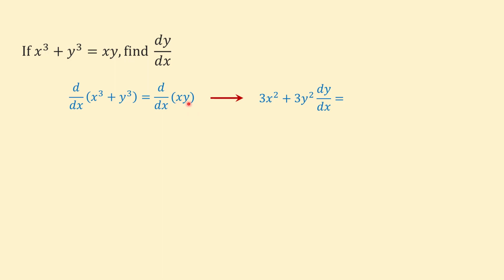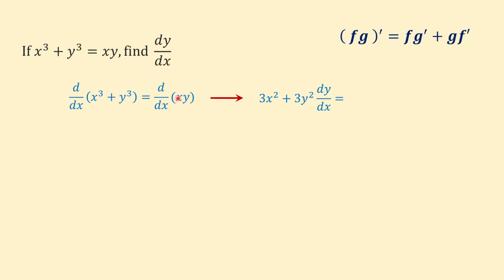To find derivative of xy, we have to use product rule, because notice that xy is the product of two functions. The first function is x, the second function is y. Let me remind you the product rule. Derivative of f times g is f, the first function, times derivative of second function plus second function times derivative of first function. The first function is x and the second function is y.